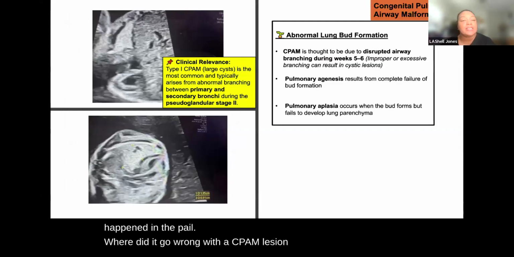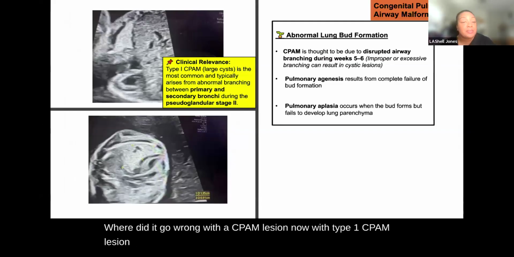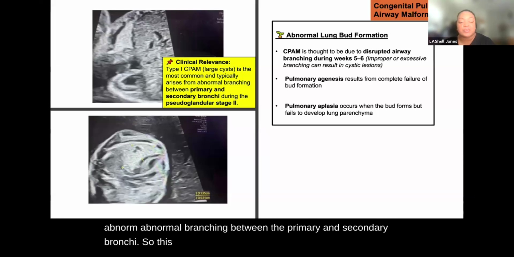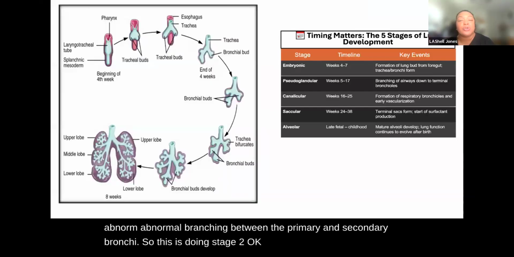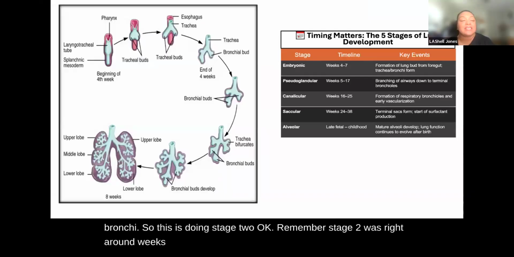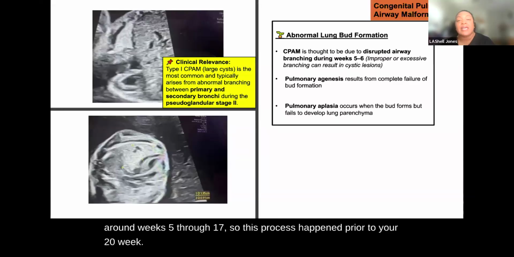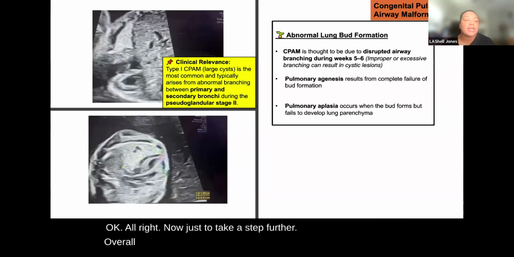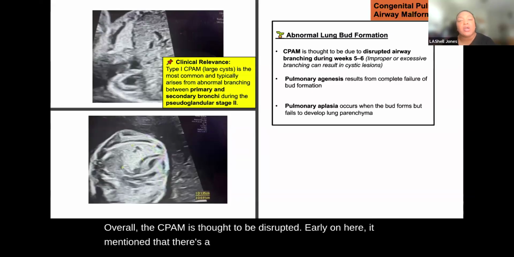Now, with type 1 CPAM lesion, this most commonly, they stated, arises from abnormal branching between the primary and secondary bronchi. So this is during stage 2. Okay, remember stage 2 was right around weeks 5 through 17. So this process happened prior to your 20-week scans. Okay, all right. Now, just to take a step further, overall, the CPAM is thought to be disrupted early on. Here it mentioned that there's a disruption with the airway branches during weeks 5 through 6.